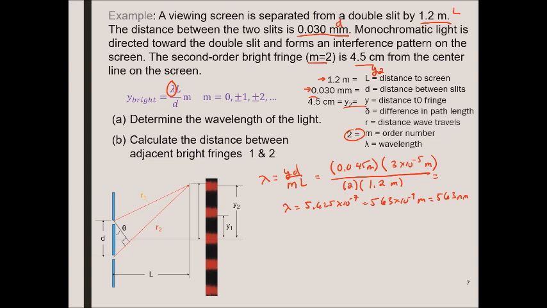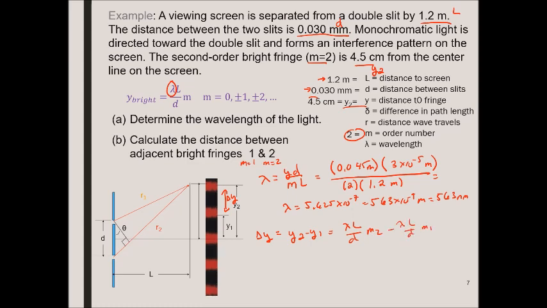Then it's asking us to calculate the distance now between adjacent bright fringes 1 and 2. So that's part B. So this is m is equal to 1 and m is equal to 2. So I'm looking for delta y, basically this distance right here. So that would be y2 minus y1. And if I substitute in those values, I get lambda L over d m2 minus lambda L over d m1.